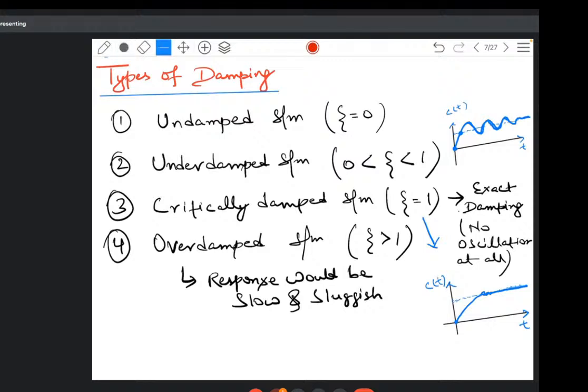And what can be the plot of this overdamped system?